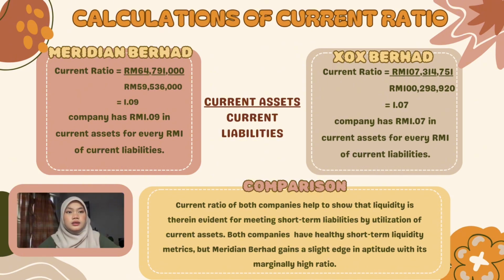For comparison, both companies have slightly different current ratios, which differ by only 0.02. However, the current ratio of Meridian Berhad is better than XOX Berhad because it is greater than XOX Berhad's current ratio.